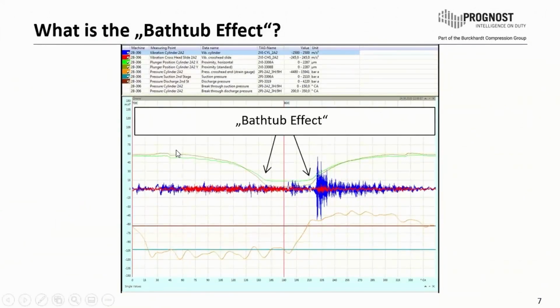So what is the bath tube effect? It is so-called because it looks like a bath tube. Here we have the proximity signals in our online diagram, and they look like a bath tube. We also see cylinder vibration, crosshead vibration, and the dynamic pressure. But important are the signals from the proximity sensor, the green and brown ones.